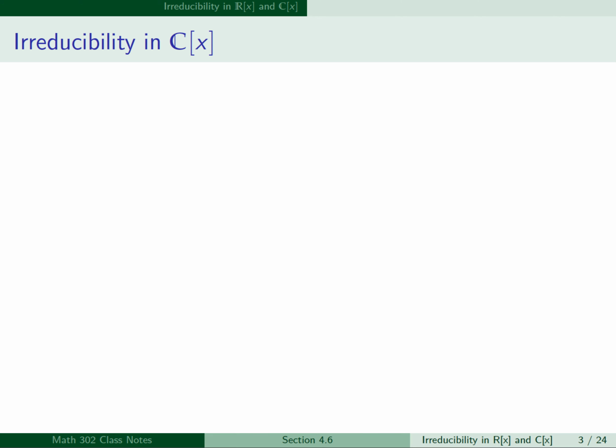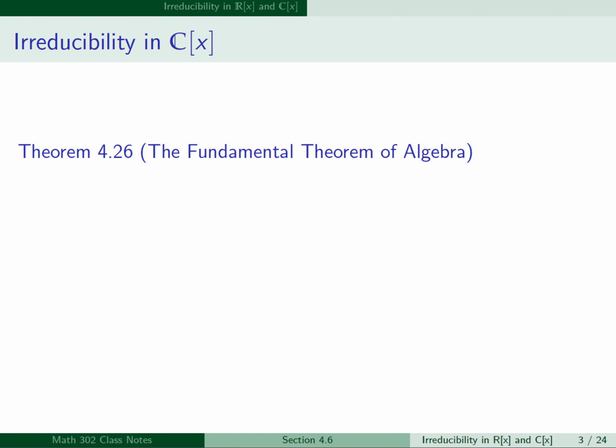We'll start with irreducibility in C[x]. We have Theorem 4.26, which is called the Fundamental Theorem of Algebra. This states that every non-constant polynomial in C[x] has a root in C. So every non-constant polynomial with complex coefficients has a complex root.